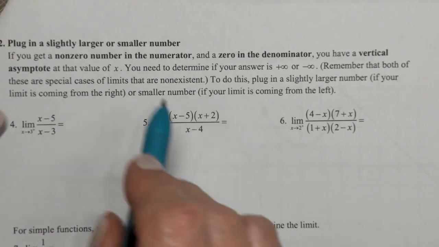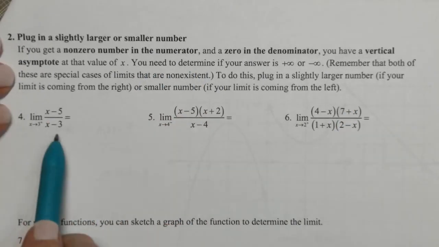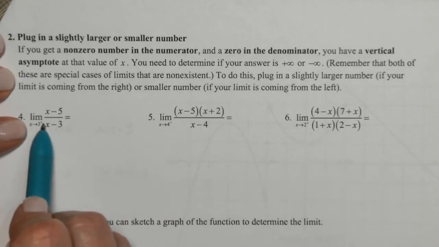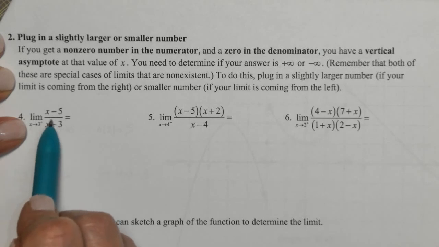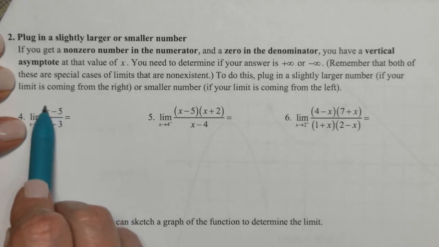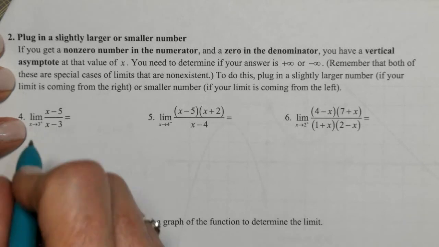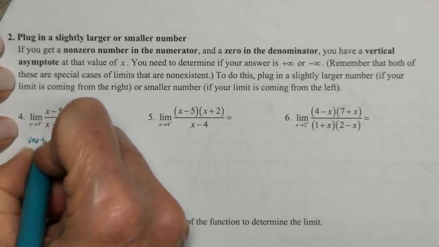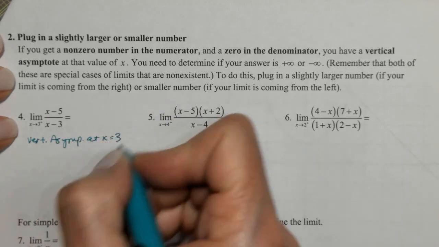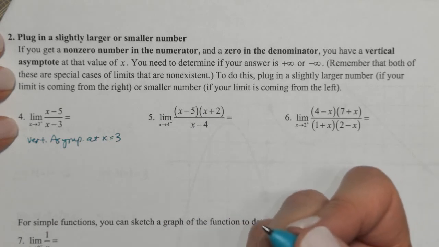What I just said in words is what I wrote right here in your notes. Same function. If I'm coming at 3 from the right, and there's no hole, I get 0 on the bottom but not 0 on top, so there's no hole. I know there's a vertical asymptote at x equals 3. So I know my answer is going to be either positive or negative infinity. I know it will be. I just need to find out which one.